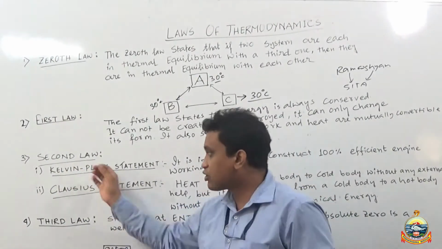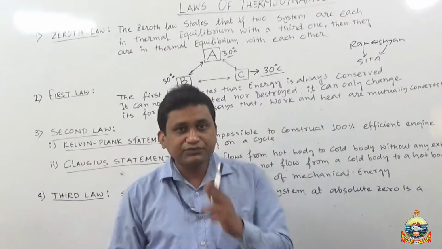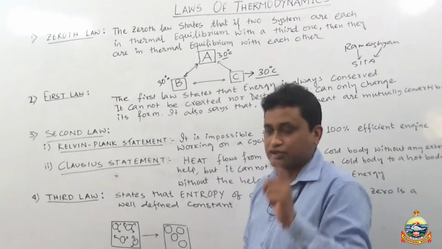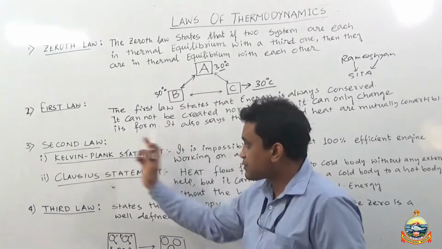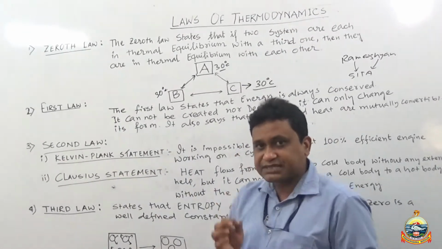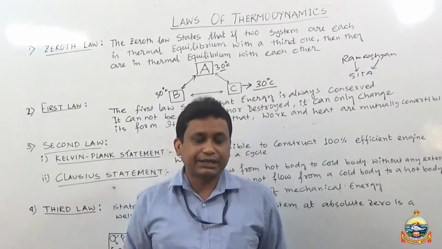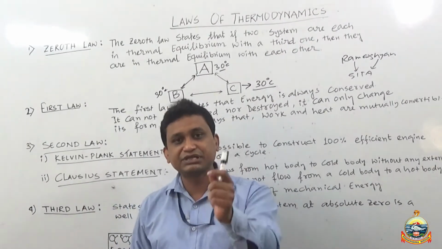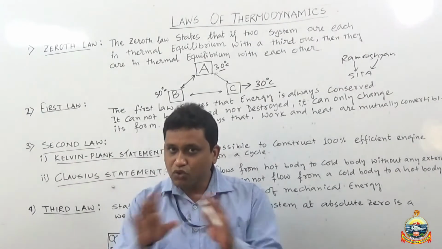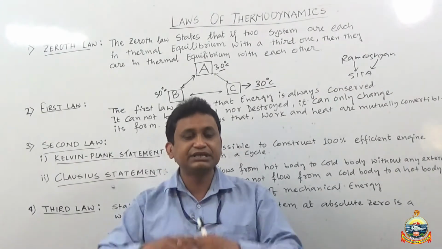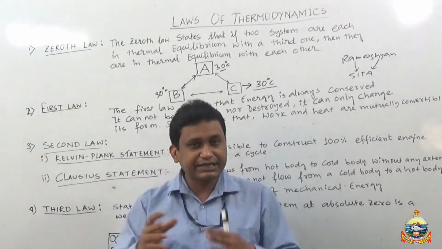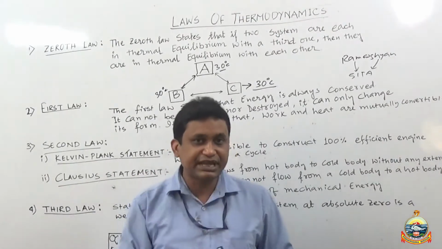Now what is the second law of thermodynamics? In the second law of thermodynamics there are two statements, the Kelvin-Planck statement and the Clausius statement. What does the Kelvin-Planck statement state? It states that there is no machine in this world which gives you 100% efficient work, right. No machine till now has been developed or invented which will give you 100% efficient work.